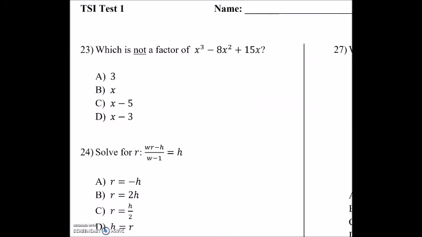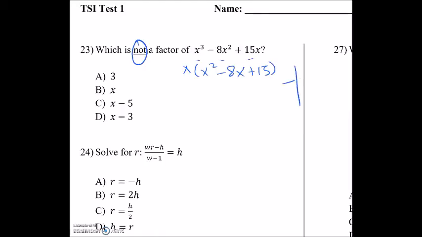For problem 23, we have to factor. We've covered factoring a lot, but we're looking for the one that's not a factor. Well, first of all, what do they all have in common? An x. So we factor out an x: x(x squared minus 8x plus 15).